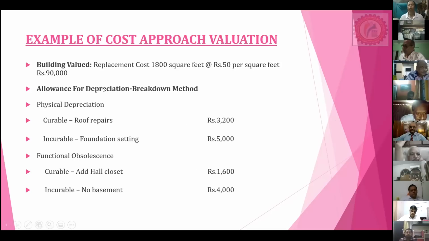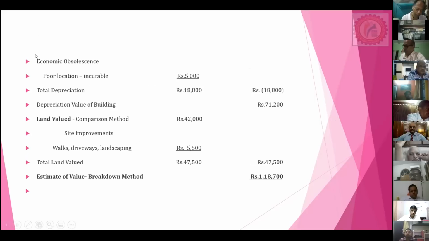And this is the right method of depreciation, so we call it the engineering breakdown method of depreciation. It is a tedious and laborious method also, but I will tell you what the use of this method is. Now, I have calculated the economic obsolescence, poor location, incurable, 5,000.